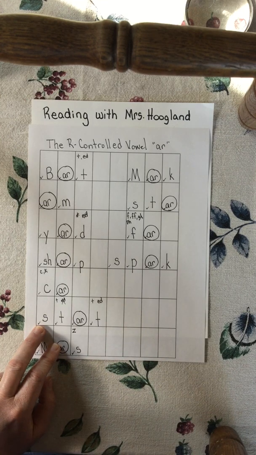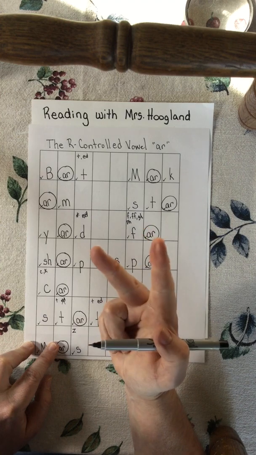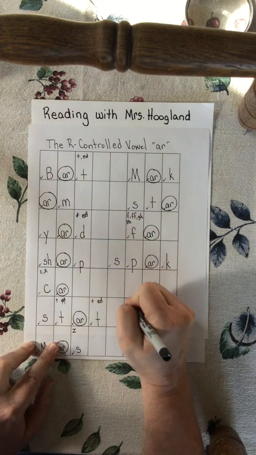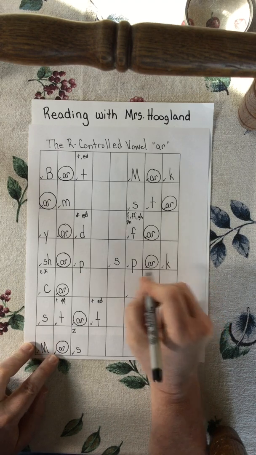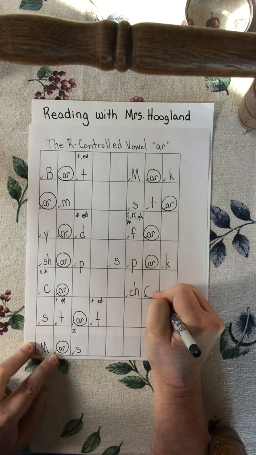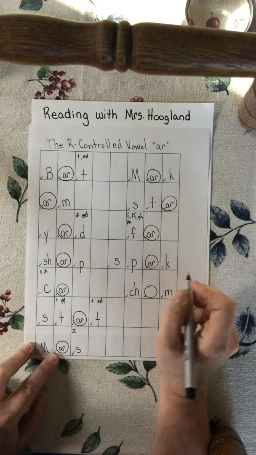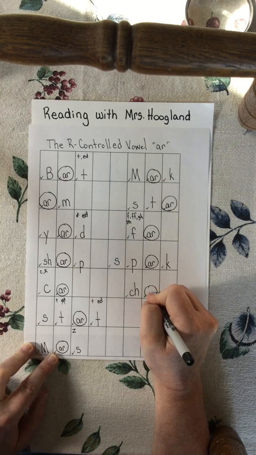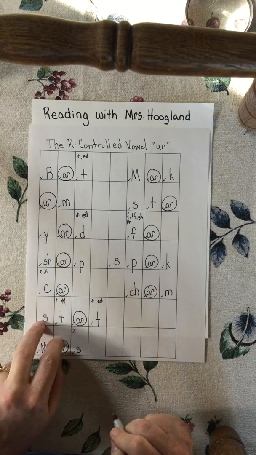And then we have charm. Charm, ch, ar, 3 sounds. Ch, ar, ch. A charm might be something you have on your bracelet, or it might be something hanging from a necklace, or it could be like Lucky Charms, the cereal.